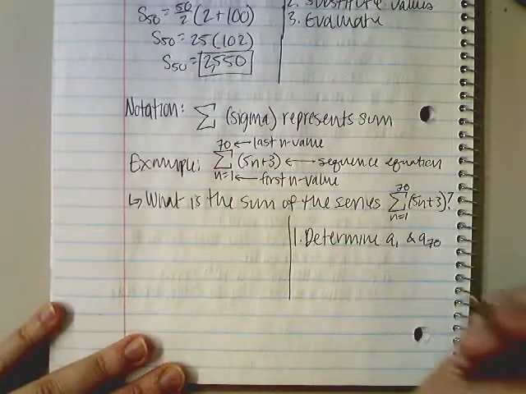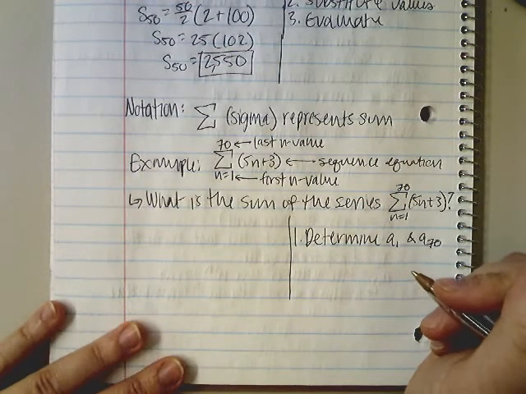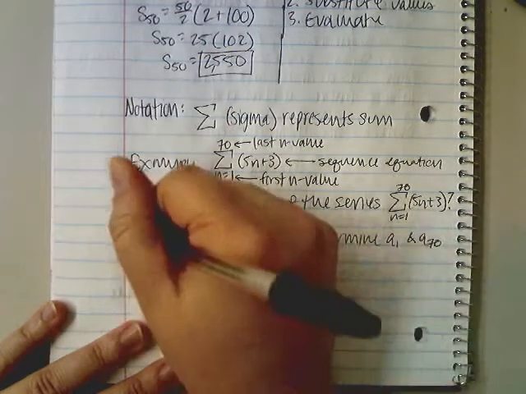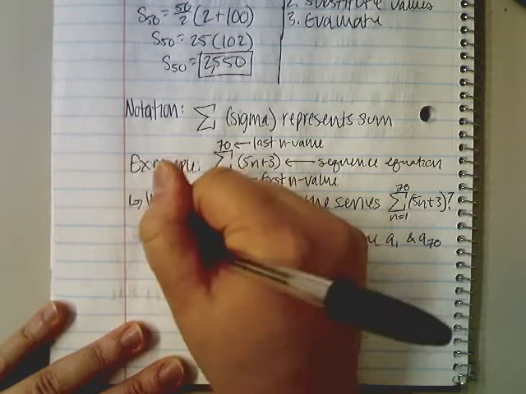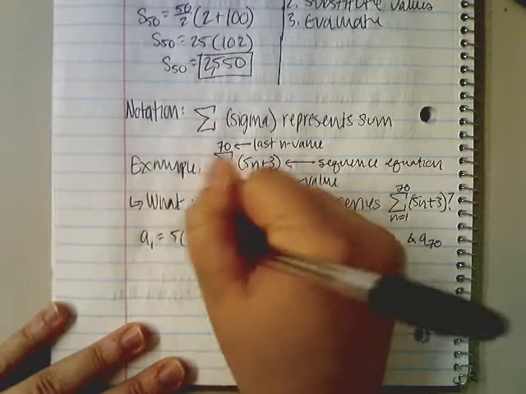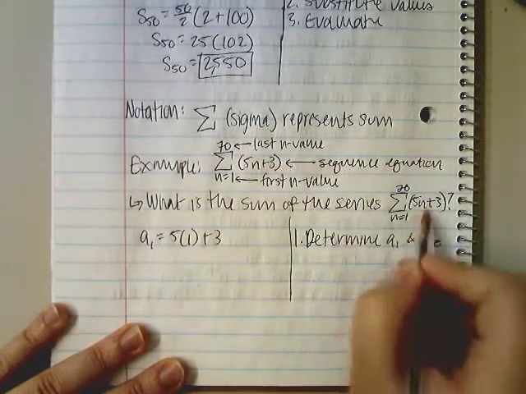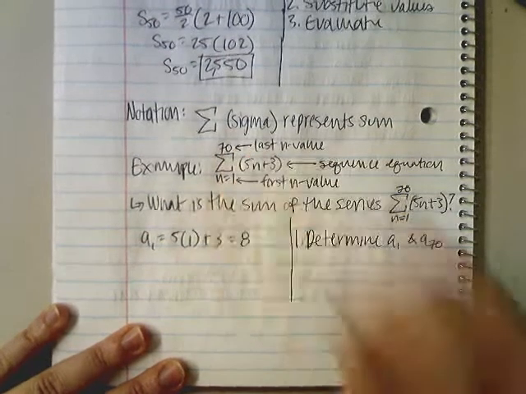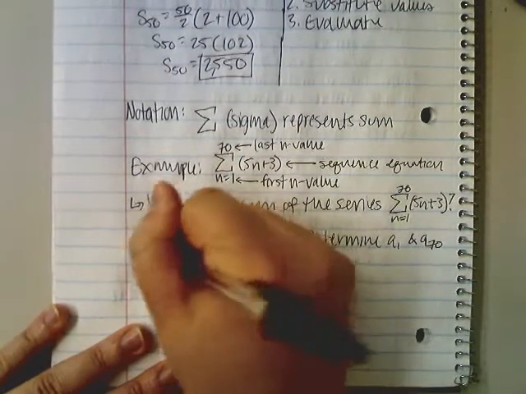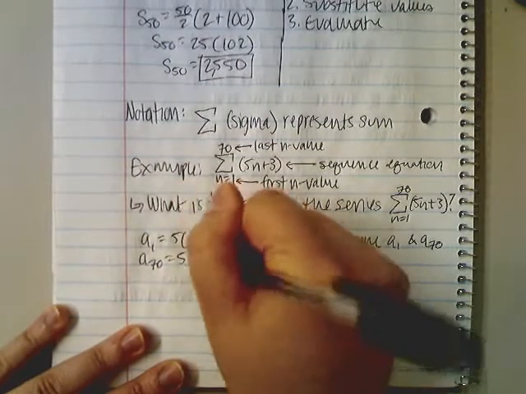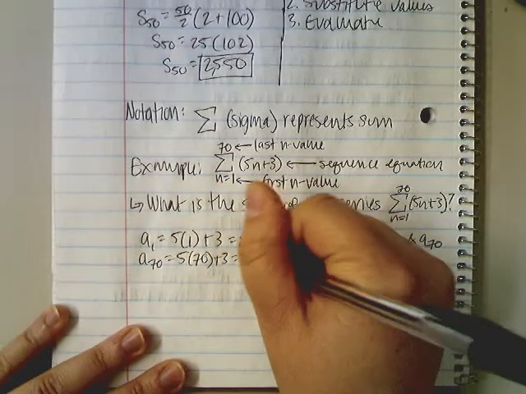I'm going to use my sequence formula to do that. So they gave me this here. I'm going to say a1 is equal to 5 times 1 plus 3, because again, my subscript tells me what I'm plugging in for n, which gives us 8. a70 is going to be 5 times 70 plus 3, which is 353.